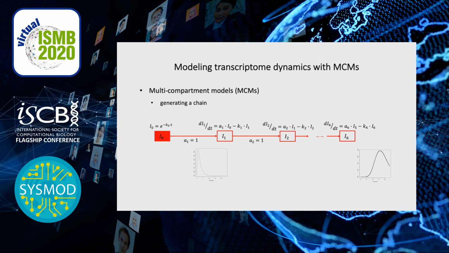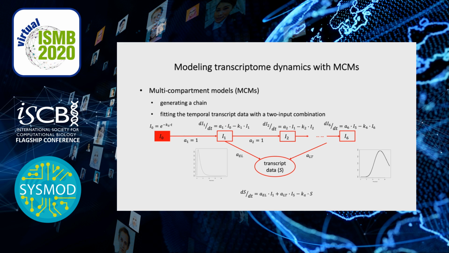We may characterize the dynamics of these compartments with such curves, and we see that the compartments that are closer to the source node have a relatively early peak time, and vice versa. The second step is to fit the temporal transcript data with a 2-input combination. We collect the transcript data for each gene. We may select the best 2-input combination for this gene.